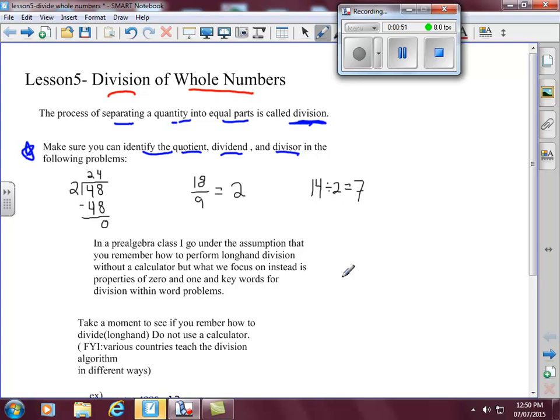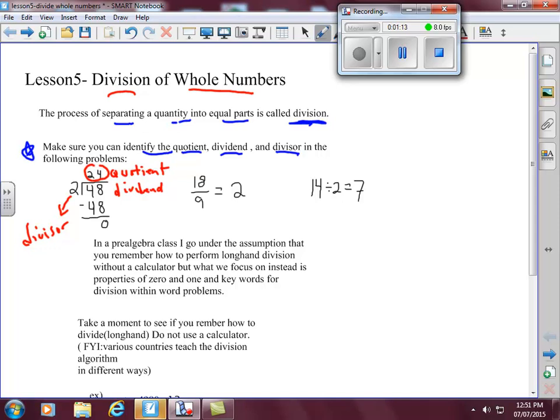So here, the quotient is the answer to your division problem. So this 24 would be your quotient. 2 is called your divisor in this scenario. And 48 would be your dividend. Okay?